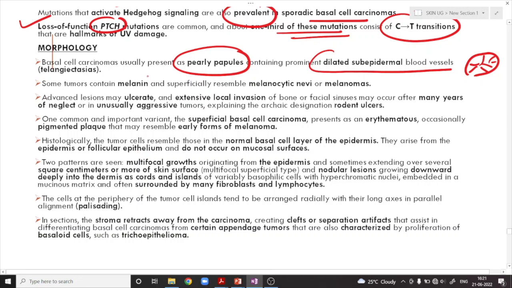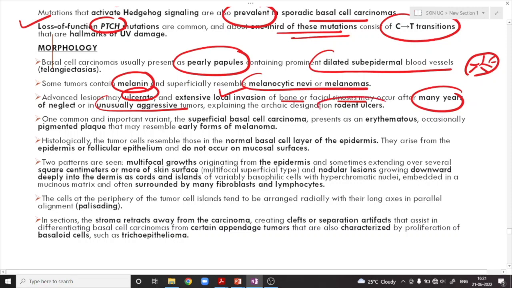Now some basal cell carcinomas contain melanin, and superficially they might resemble melanomas or melanocytic nevus. Advanced lesions might show ulceration, and extensive local invasion of the bone and facial sinuses may occur after many years of neglect or in unusually aggressive tumors. That is why the designation is rodent ulcers.